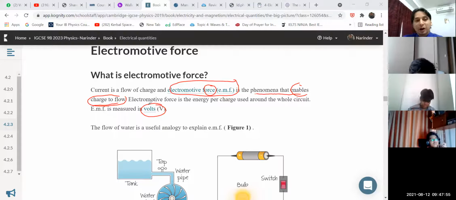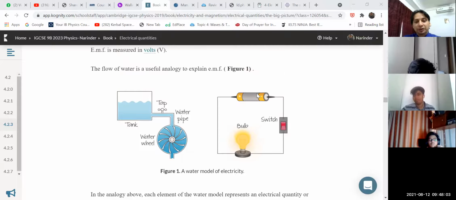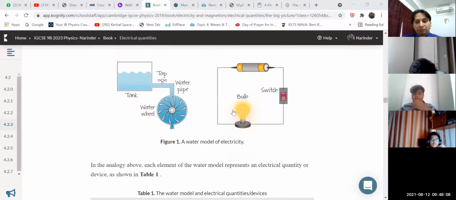So to understand how this EMF makes electrons flow in any circuit, just focus on these two pictures. Please observe these two diagrams carefully. In the first diagram and the second diagram, the analogy is that each element of the water model represents an electrical quantity. Now see here, in the left hand side diagram, I have a water reservoir, a water tank. On the other side, I have a battery, a cell.